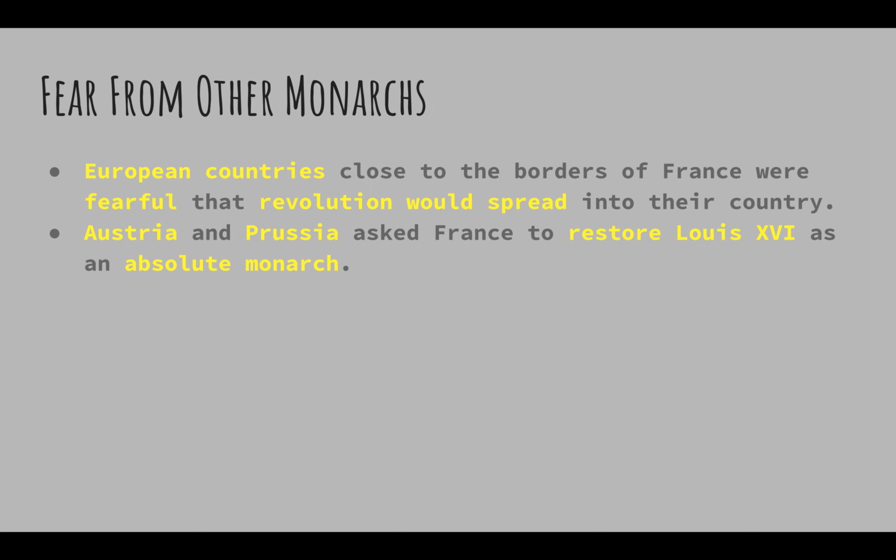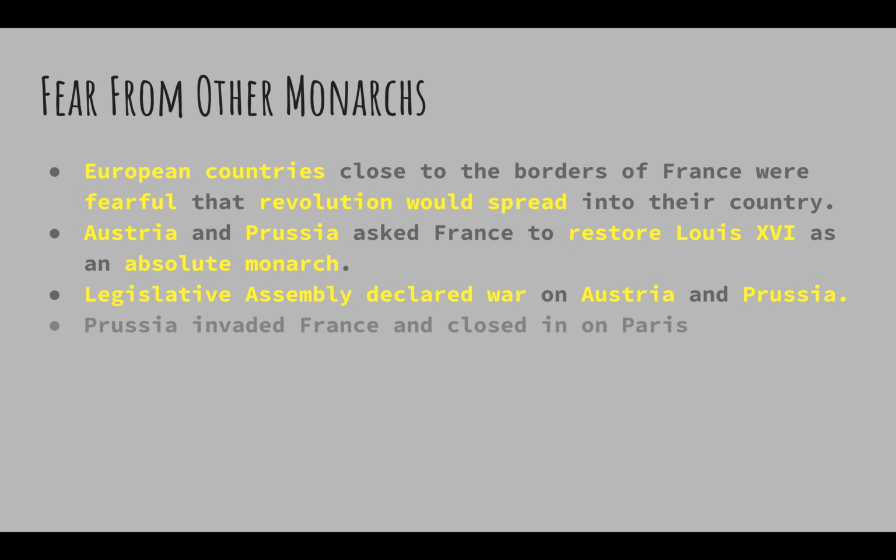So Austria and Prussia go to France, the National Assembly, the new government, and say, you need to restore Louis XVI as an absolute monarch. Well, of course, the new government is not going to agree to that. They don't want Louis XVI as an absolute monarchy anymore. They want something that resembles the furthest away from a monarchy. So one of the jobs, besides making rules and laws for the country, is that the Legislative Assembly can also declare war. And that's exactly what France does. They declare war on those two countries of Austria and Prussia.